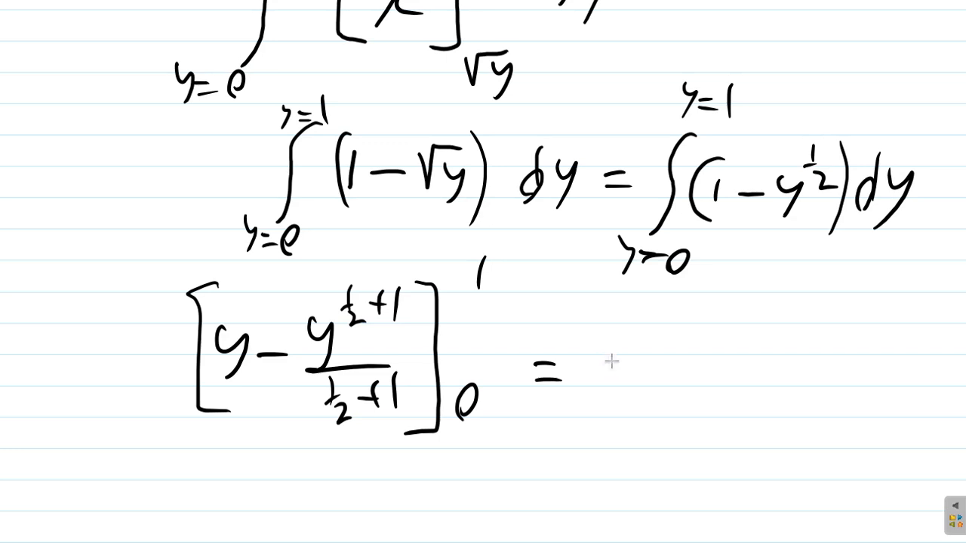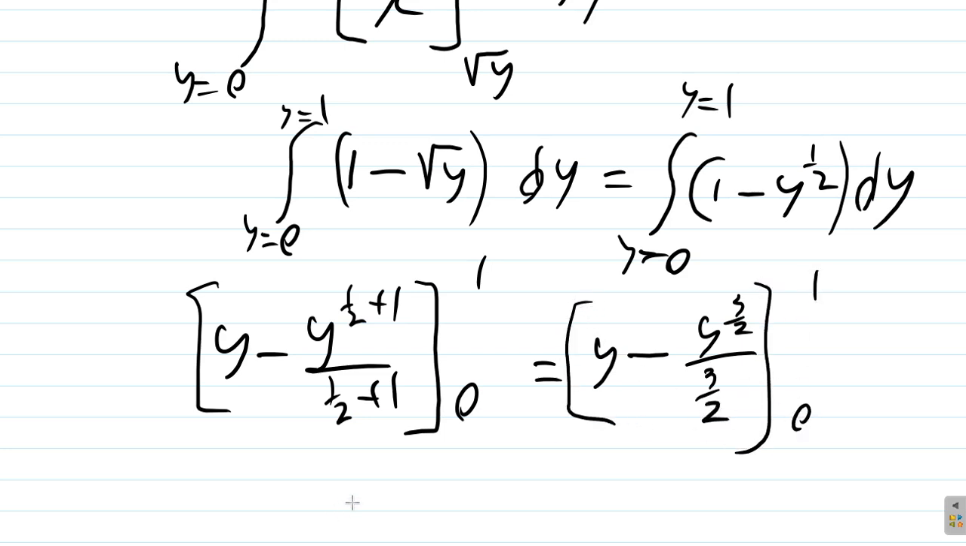Half plus 1 is what? 1.5, which is 3 over 2. So it is y minus y to the 3 halves over 3 halves. Because I say half, I put half down there, 3 over 2.